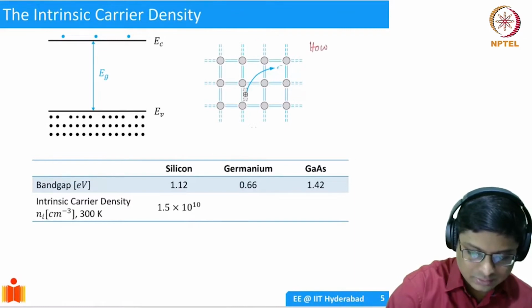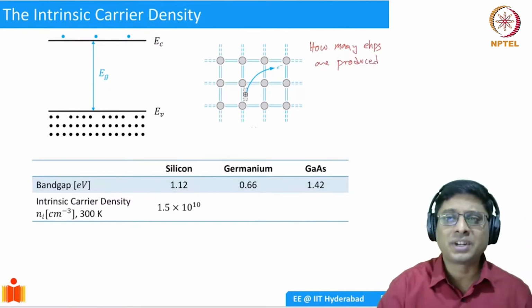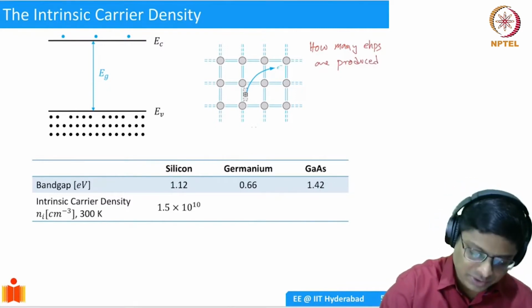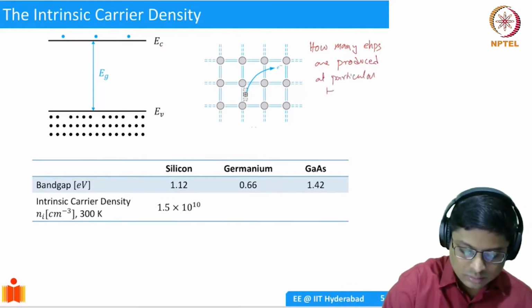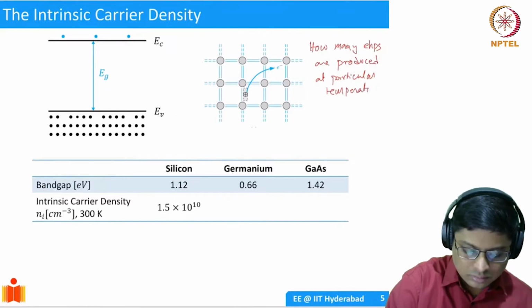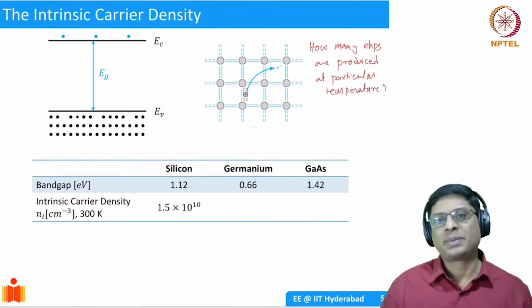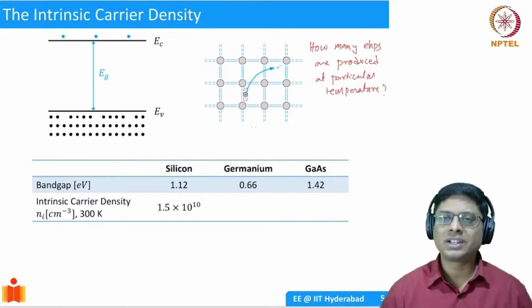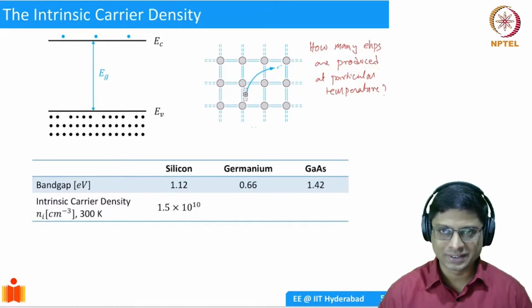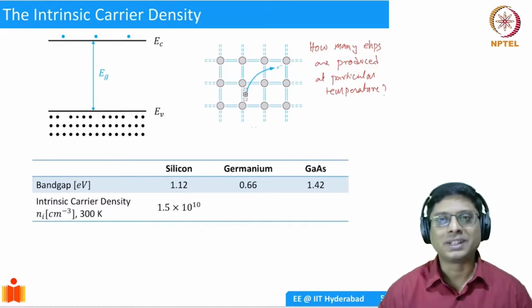How many EHPs are produced? Well, we said that it's going to be temperature dependent. So let's take it to be at a particular temperature. So what happens? You just keep heating the material and then you're transferring more and more energy and you can break more and more bonds, right? That's what should happen. So how many?